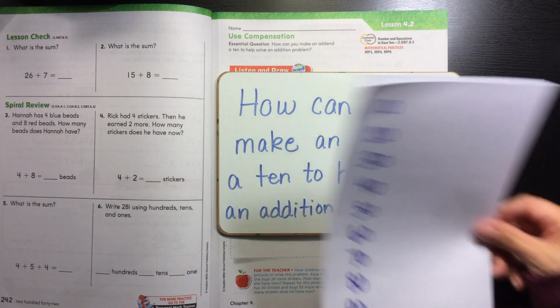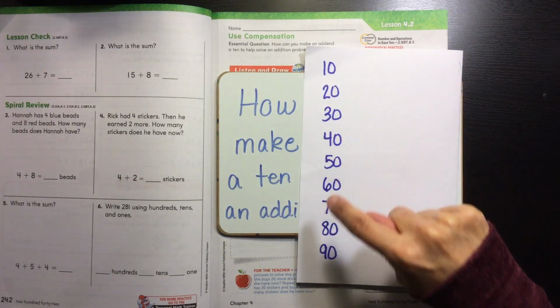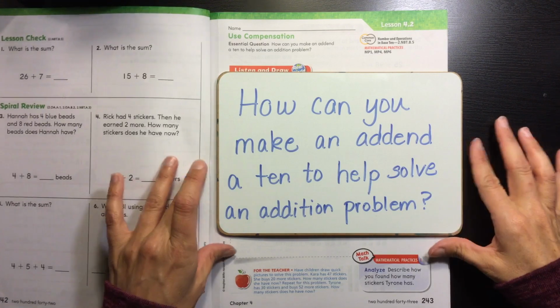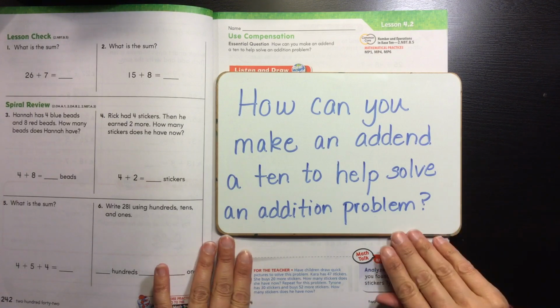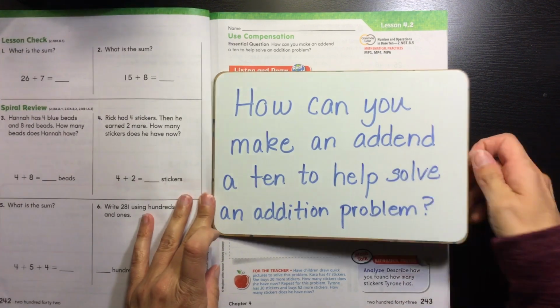If you remember, our tens numbers, our even tens numbers are 10, 20, 30, 40, 50, 60, 70, 80, and 90. So think about this question as we do our lesson, and again at the end of our lesson, and see if you can tell how you can make an addend a 10 to help solve an addition problem.